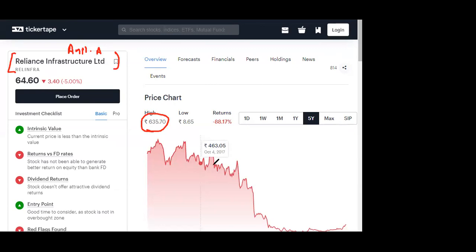Now, if someone would invest in this, obviously they will become bankrupt. Now, if you think, it was 635, now it is 8.65. Obviously, the return is way less. But this is not your absolute return. This is your CAGR, the compounded annual return. Do you understand?